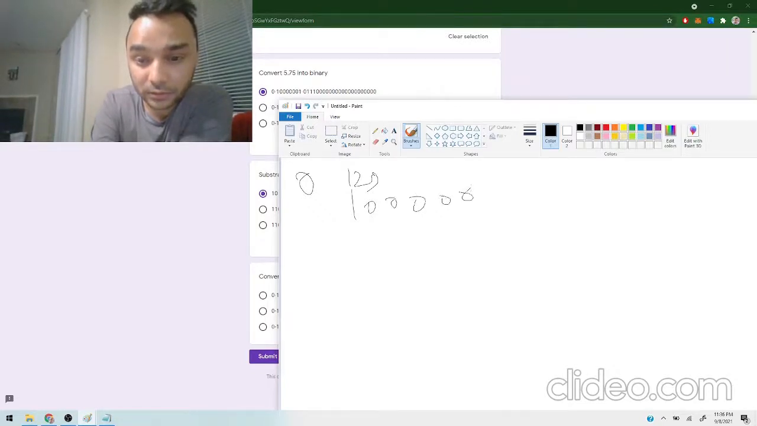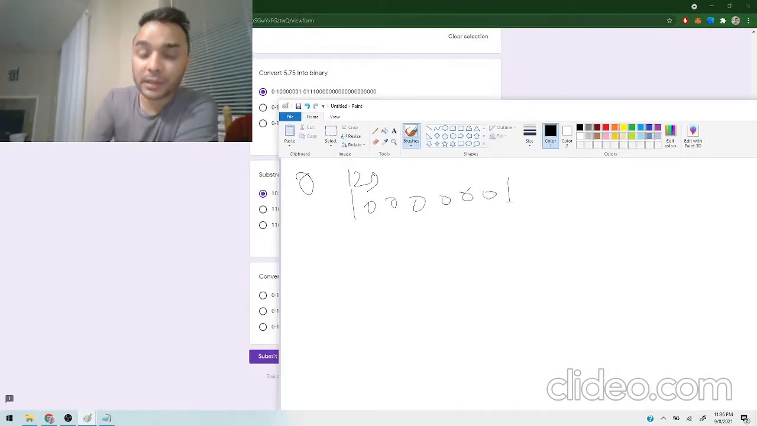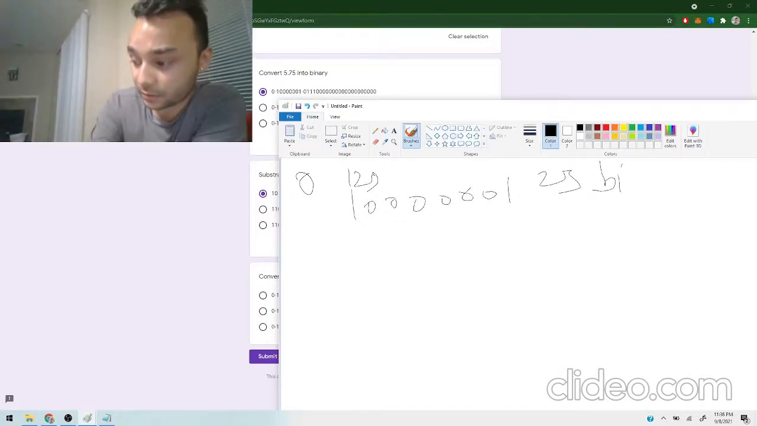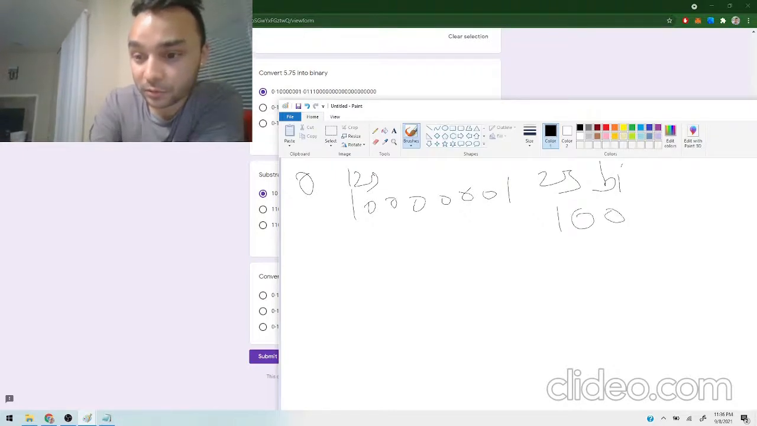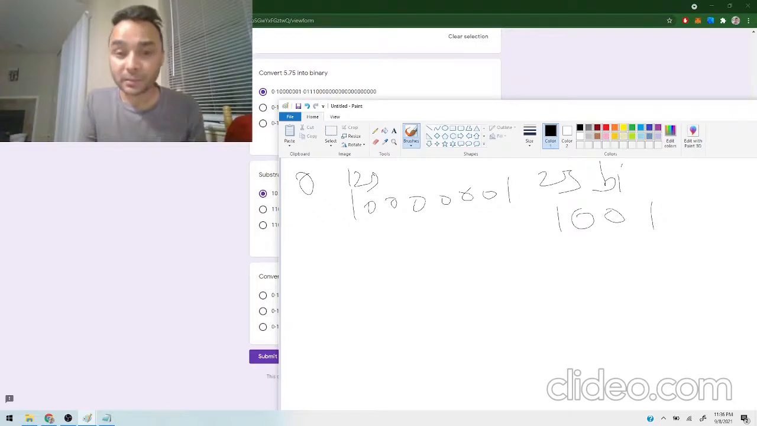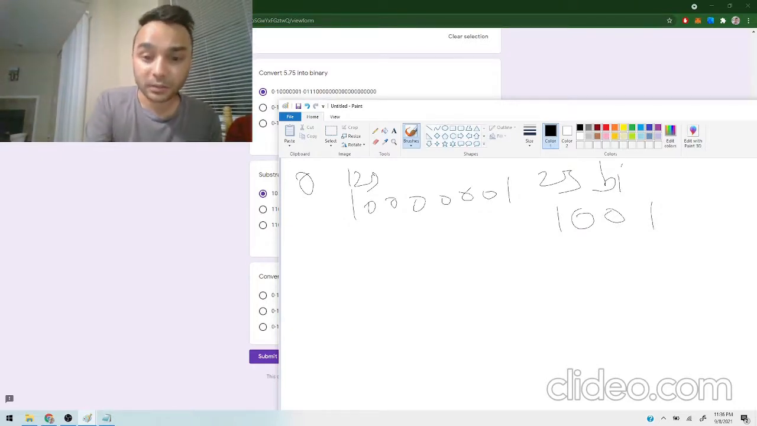That's 10000001, and then the 23 bits number is going to be 1001. I didn't show the steps because it's the same as question number 2. I just wanted to find the numbers so the base is solved.